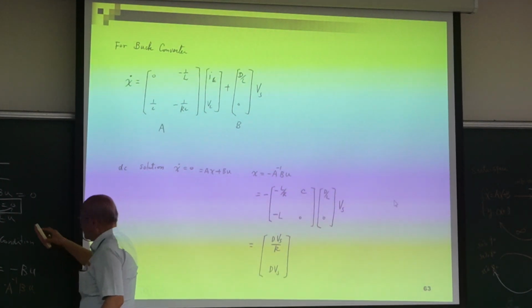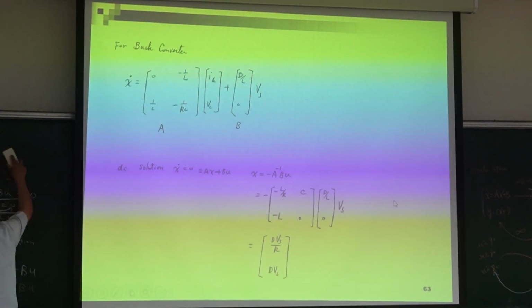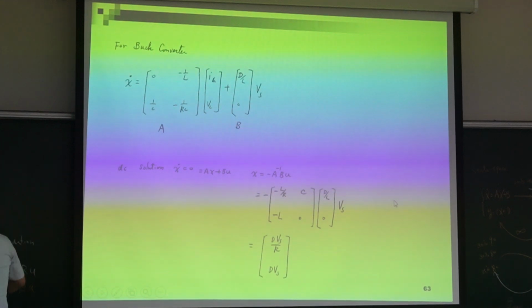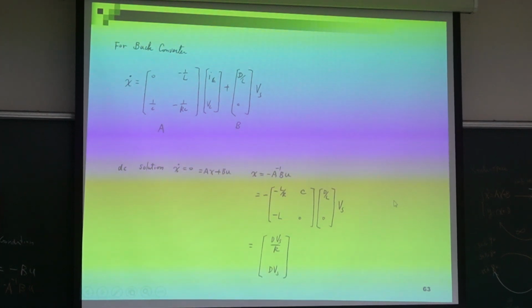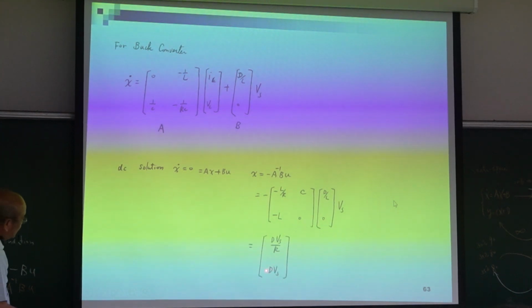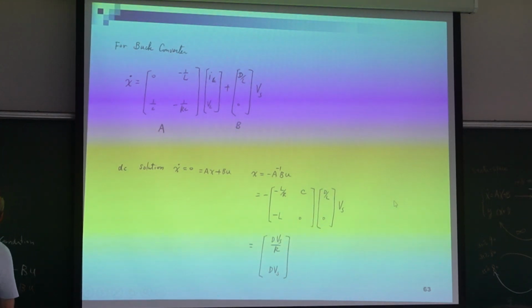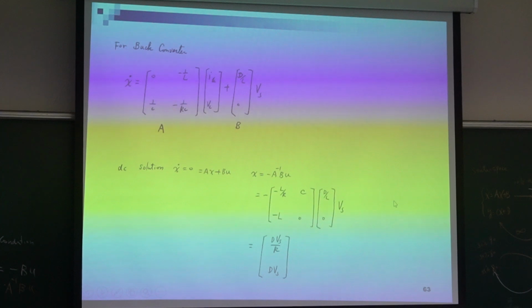What is X1? Do you remember what X1 is? X1 is equal to IL. What is X2? X2 is VC, right? So in steady state, what is your output? The output is here. So you can see this is your output. So your output is VC. It is duty multiplied by Vs.